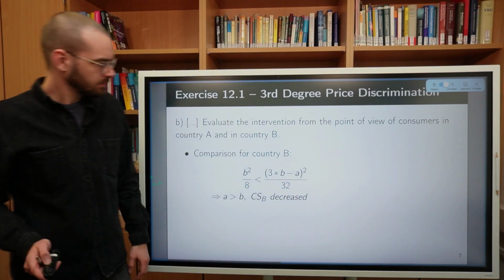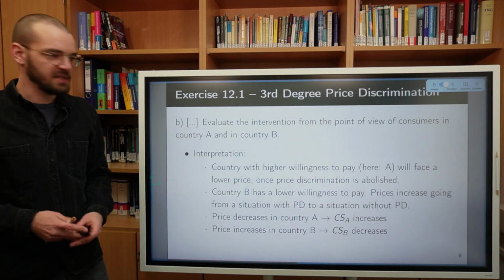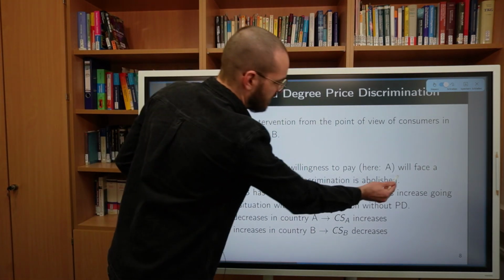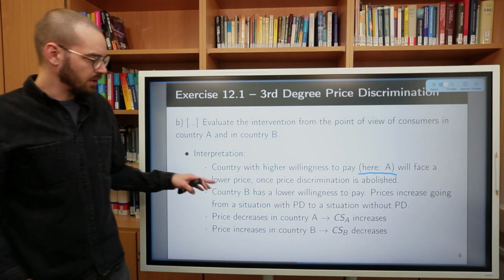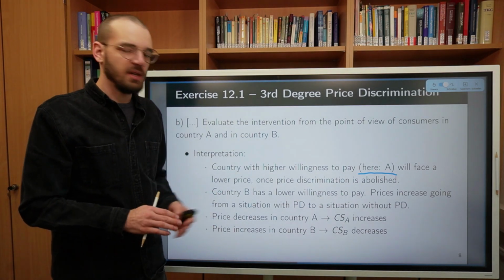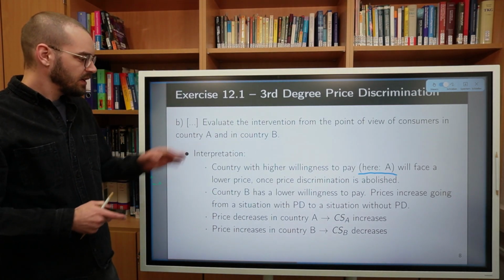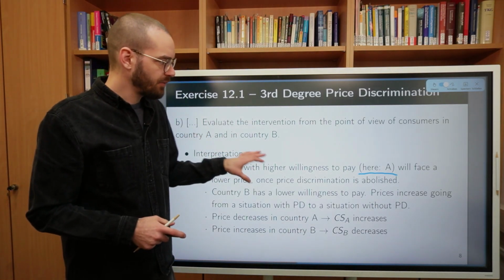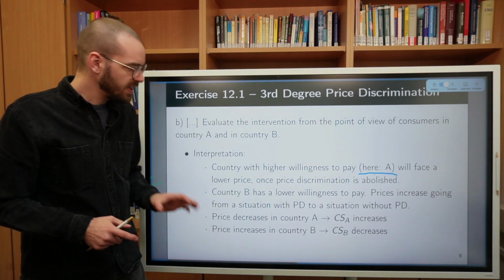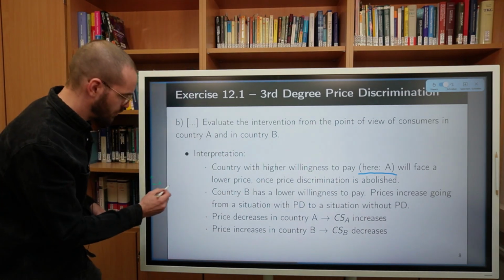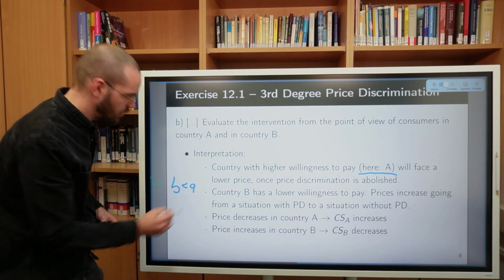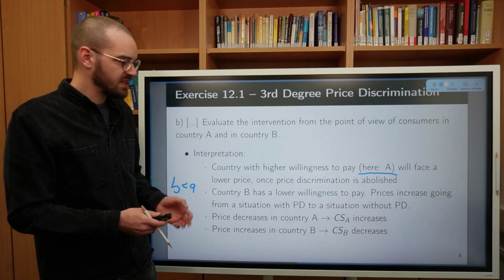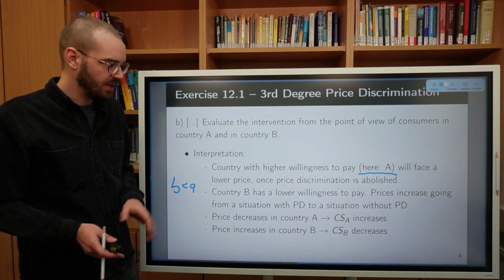All right. So, interpretation of this result. The country with the higher willingness to pay, so in this case, country A, will face a lower price once price discrimination is abolished. So that's the first thing we know. The second point is country B has a lower willingness to pay because we know by assumption B was smaller than A. Prices will increase going from a situation with price discrimination to a situation without price discrimination.